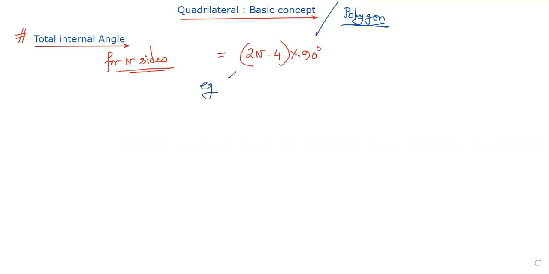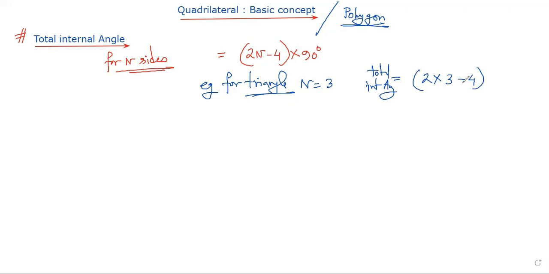Example for triangle. Triangle is also a type of polygon. More than two sides, it is a type. A specific type, we give it the name of it as triangle. But for triangle, n is equal to 3. So, total internal angle for triangle should be 2 into 3 minus 4. So 6 minus 4, 2 into 90 degree. So it is 180 degree.